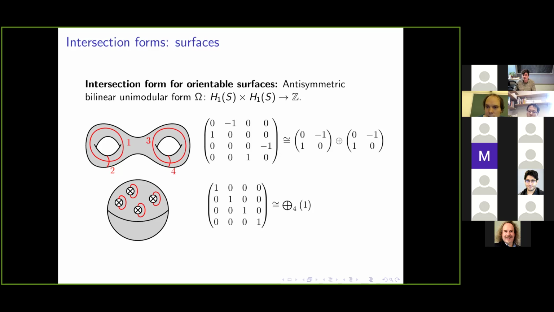Those are cross caps, just to clarify. Yes, these are cross caps.